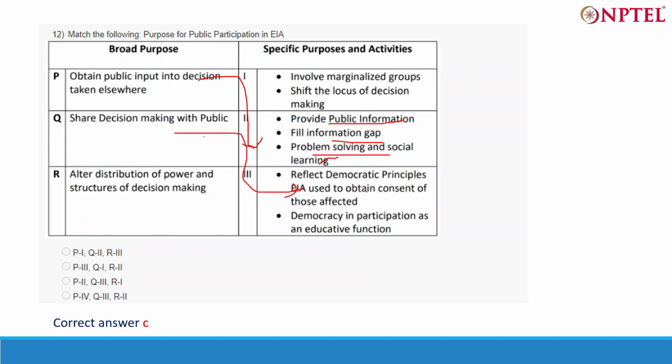Reflected democratic principles: used to obtain consent of those affected. Democracy and participation as an educative function. Then altered distribution of power structures of decision making. Then involving marginalized groups shifts the locus of decision making. So the correct answer is P2, Q3, R1. Okay.